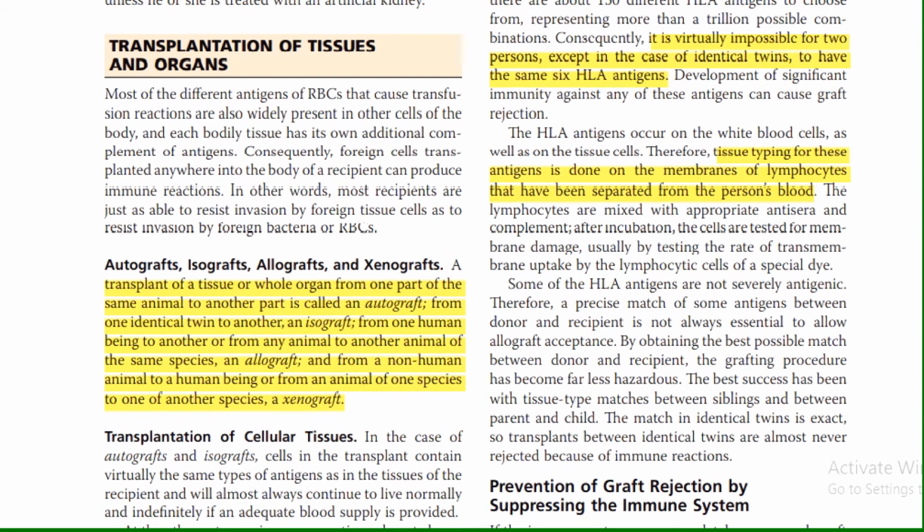Transplantation of tissues and organs. Autograft, isograft, allograft, and xenograft. A transplant of tissue or a whole organ from one part of the same animal to another part is called an autograft. From one identical twin to another identical twin, it is an isograft. From one human being to another, or from any animal to another animal of the same species, is an allograft. And from a non-human animal to a human being, or from an animal of one species to an animal of another species, is called a xenograft.